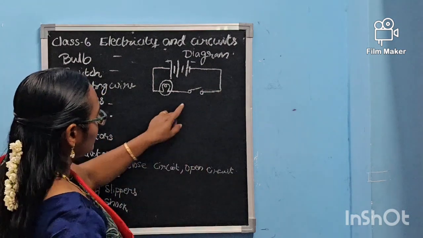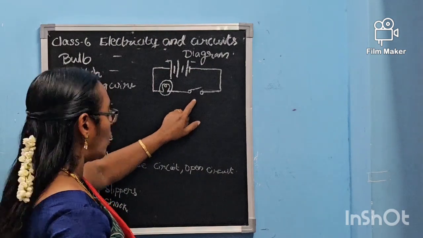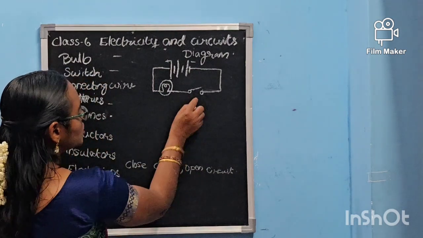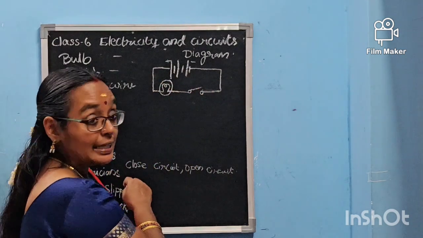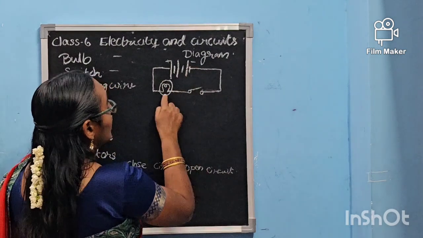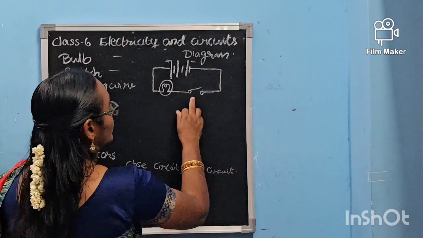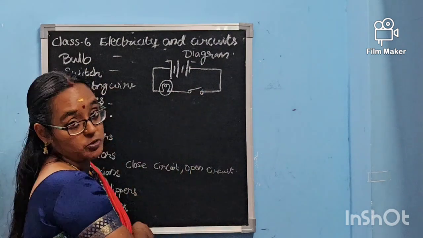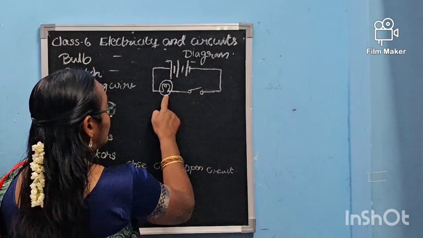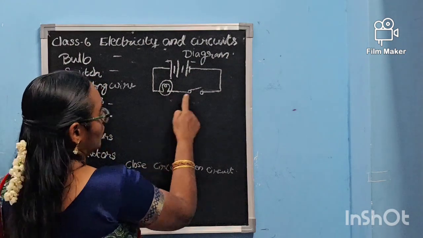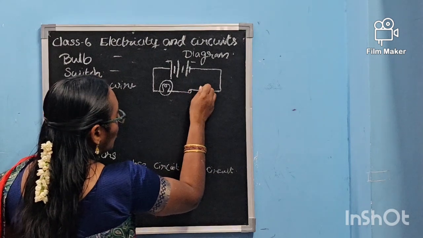Okay. What is this mode? This is when the switch is in the off position. When the switch is off, the connection will not be completed. Means the circuit will be open. The circuit is open when the switch is in the off position. Means what? The current will not pass through it, and the bulb, will it glow? It will not glow.